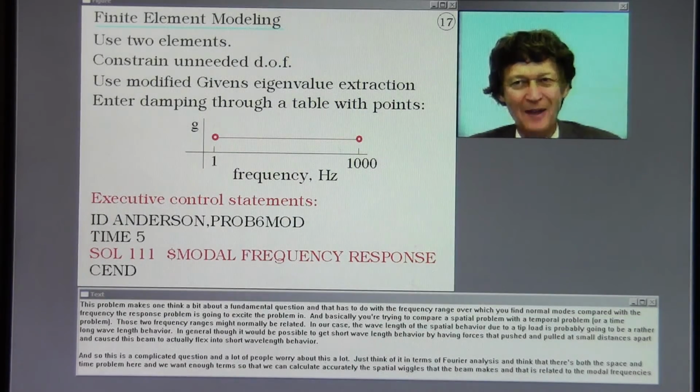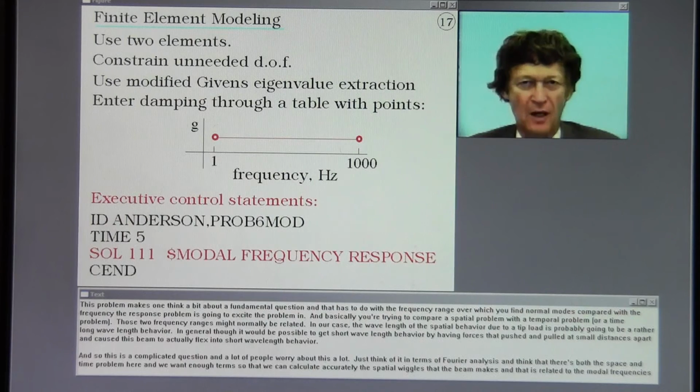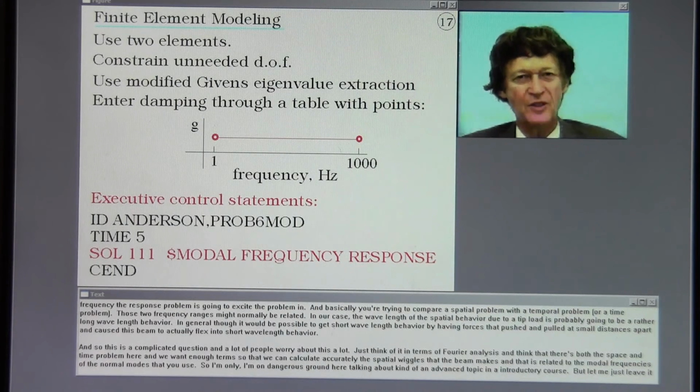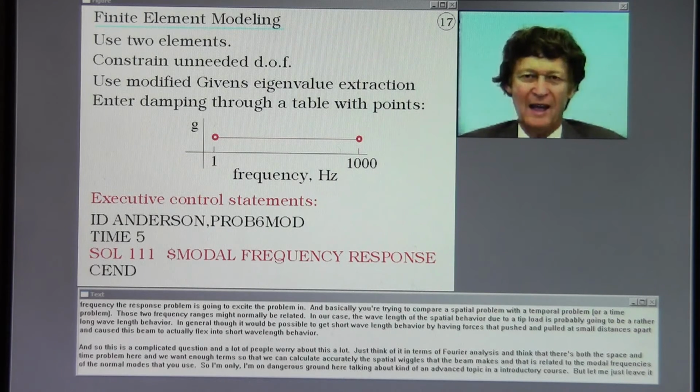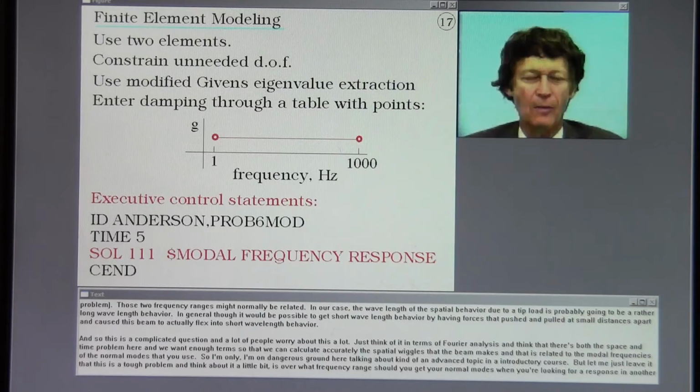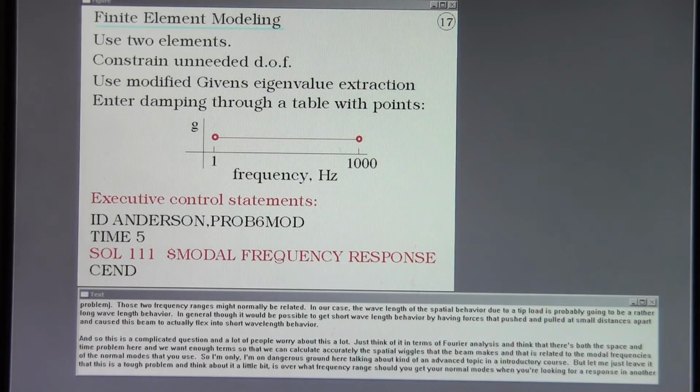This problem makes one think a bit about a fundamental question, and that has to do with the frequency range over which you find normal modes compared with the frequency the response problem is going to excite the problem in. Basically you're trying to compare a spatial problem with a temporal problem, or a time problem. Those two frequency ranges might normally be related.